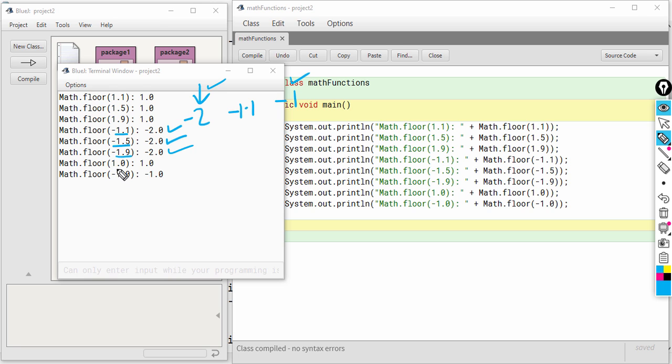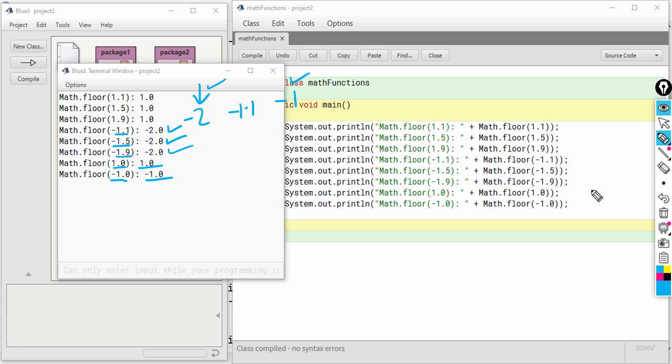And if the decimal part is 0.0, then it is going to be the same number. For example, the floor value of 1.0 is 1.0. The floor value of minus 1.0 is minus 1.0. So I hope you have understood what is ceil and what is floor.